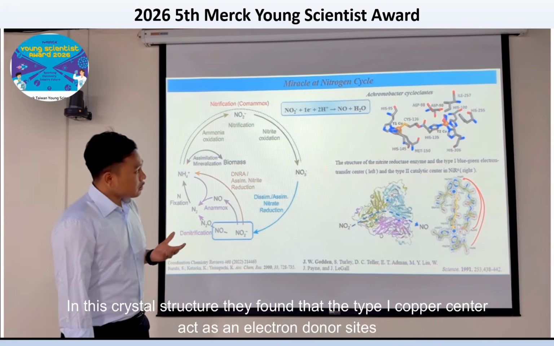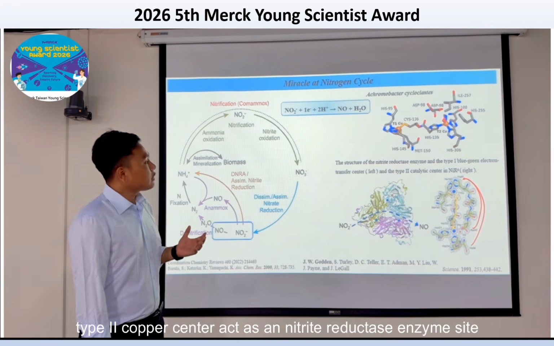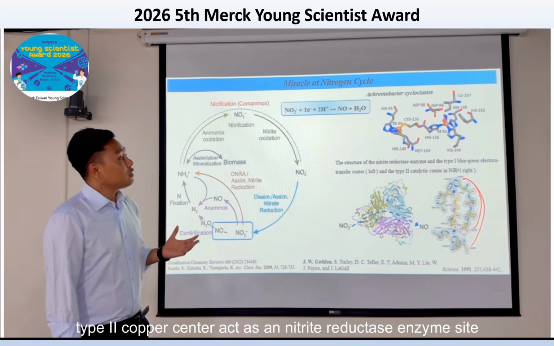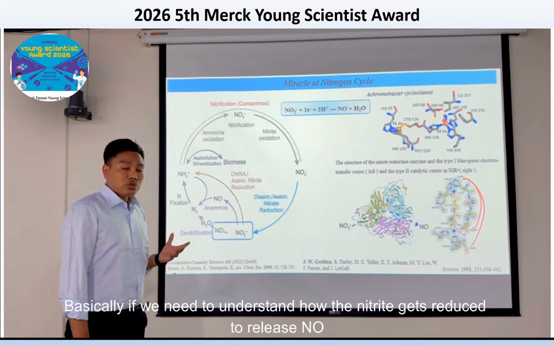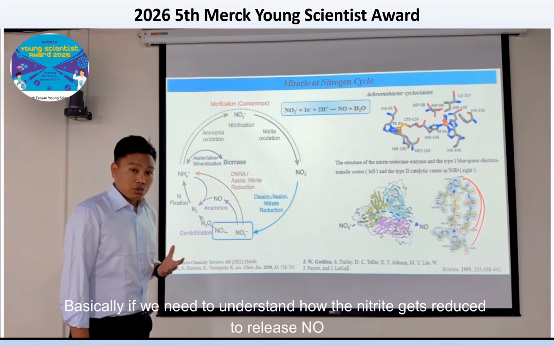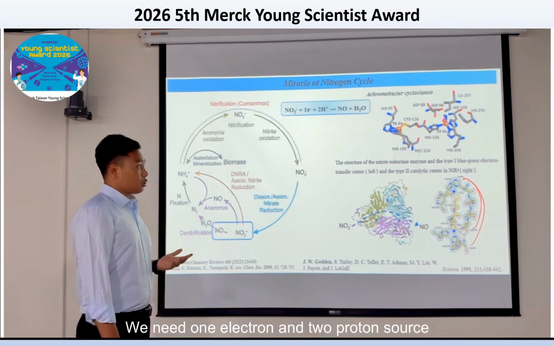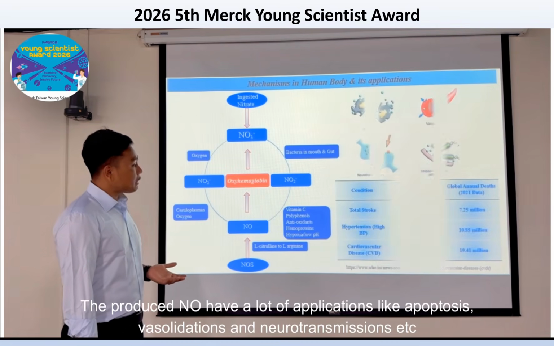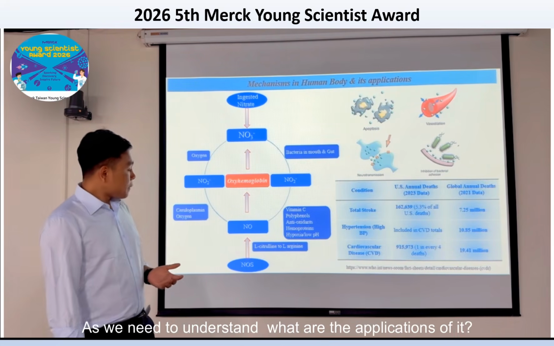In this crystal structure, they found that the type 1 copper center acts as an electron donor site and the type 2 copper center acts as the nitrite reductase enzyme site. So basically, to understand how nitrite gets reduced to release NO, we need one electron and two proton sources. The NO produced has a lot of applications like apoptosis, vasodilation, and neurotransmission, etc.